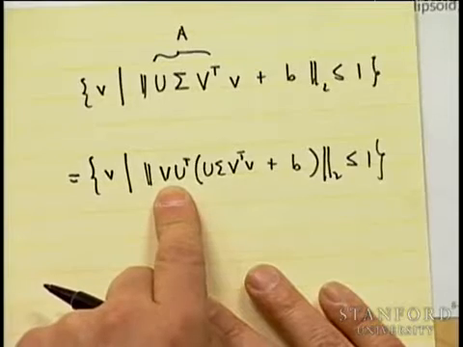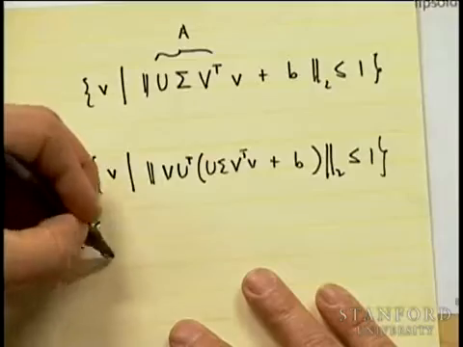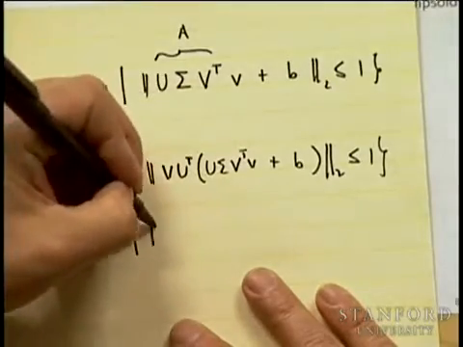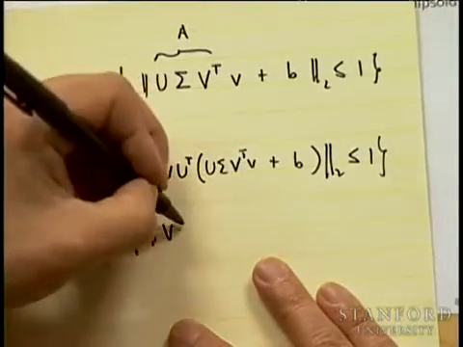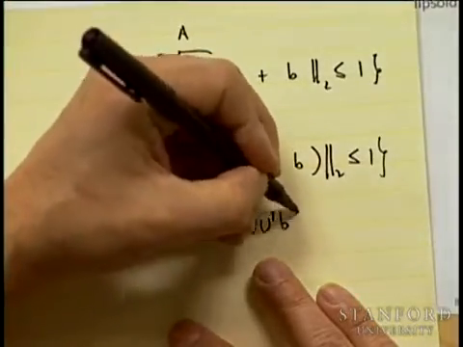Everybody cool with that? Okay, and what do you have now? Now we're done. You have V. Yep, now you have this, and then everything's cool. It's V sigma V transpose x plus something here, which is V U transpose B.